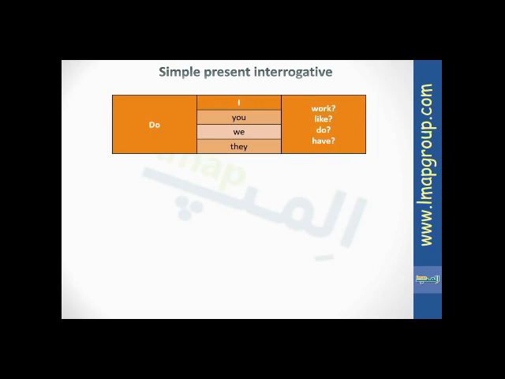Okay, look at this table. When you want to make questions with simple present sentences, you should only add do or does at the beginning of the sentence. Here you should only add do.